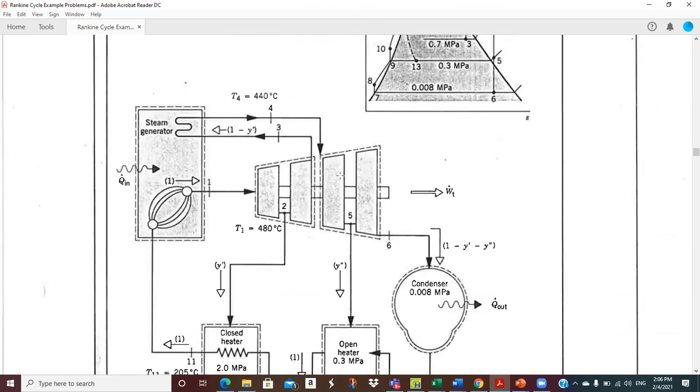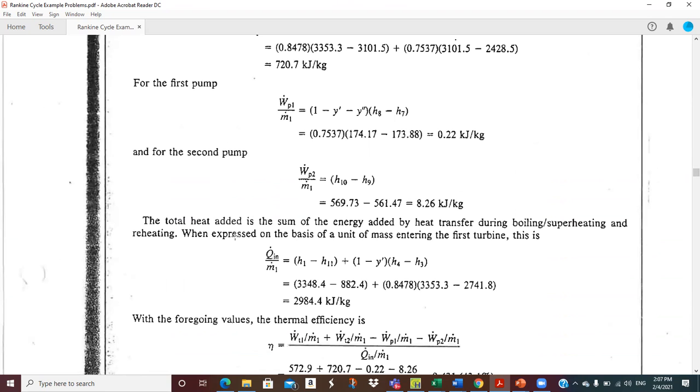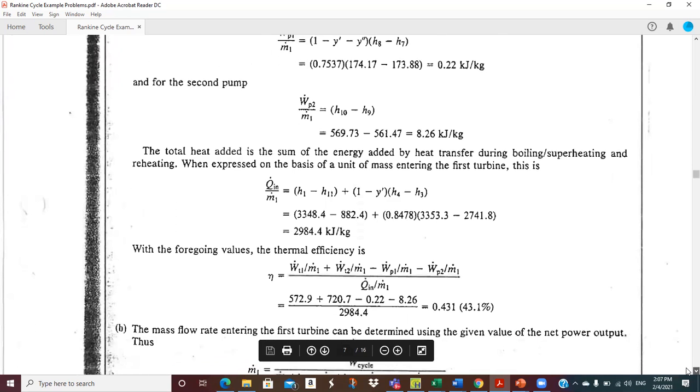Then we're going to go to the boiler. So for the heat input, we've got two different sections. We've got our main steam and we got our reheat steam up here. So the main steam, it's the full flow, so the qualifier is 1. So it's just H1 minus H11. And for the reheat, it's going to be 1 minus y prime times H4 minus H3. You got to add those together to get the full boiler heat input, which is right here. So numerically, that's 2984.4 kilojoules per kilogram. So then we pretty well got it.